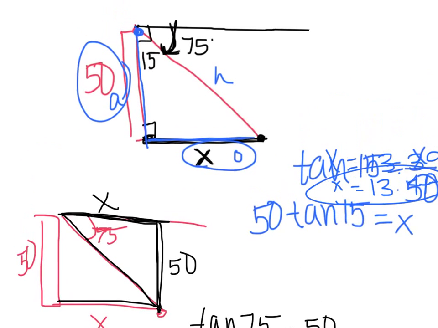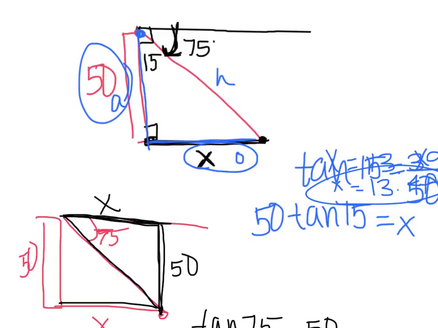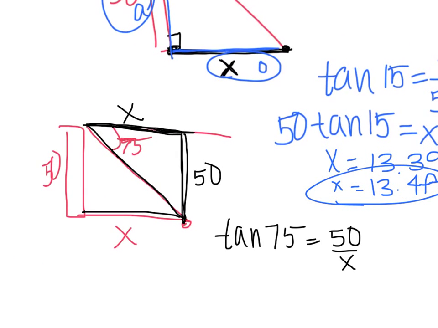I usually prefer just finding the complement like we did in the first one, the 15 degrees, just subtracting 90 minus 75. I think that's a little bit easier. But if you think the second one makes more sense to you, then go ahead and do that.